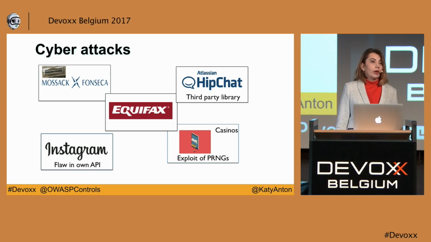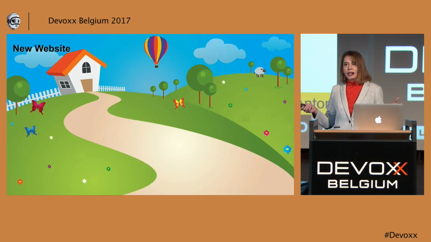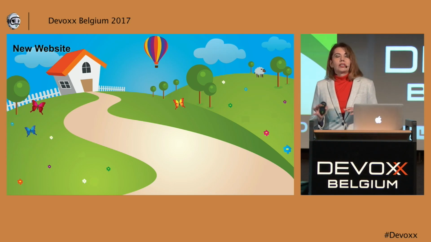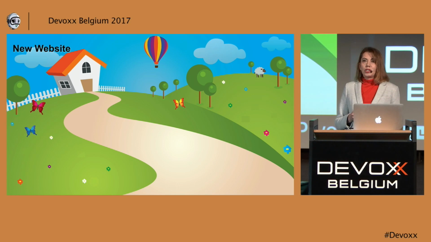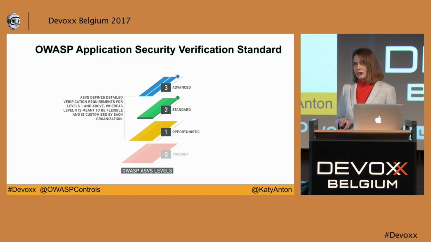And as developers, we write applications, from enterprise applications to web services, or even a small website like this gorgeous little website with balloons and butterflies. Regardless of the size of the website we write, the question is how can we make it more secure? But where do we even start? A good starting point is the OWASP Application Security Verification Standard, or for short, ASVS.